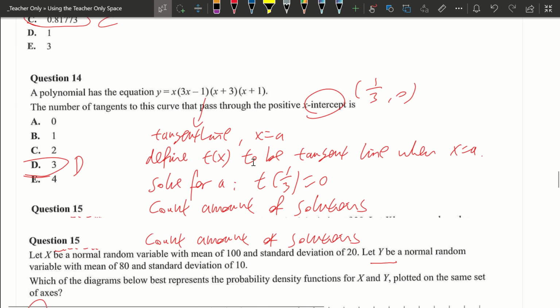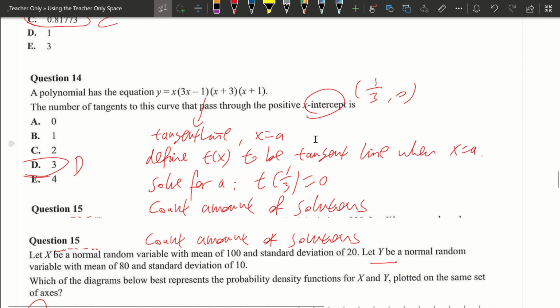Question 14. The polynomial is this. The number of tangents to this curve that pass through the positive x-intercept is... Okay, so what I did first is find the x-intercept using the calculator. That's not too hard. And then I took the function and found the tangent line at x equals a. And then I looked for the number of solutions where the tangent line goes through x is 1/3, y is 0. And I count the number of solutions.